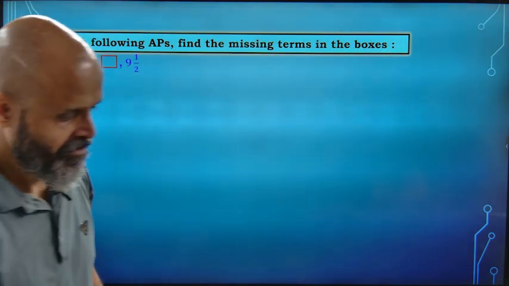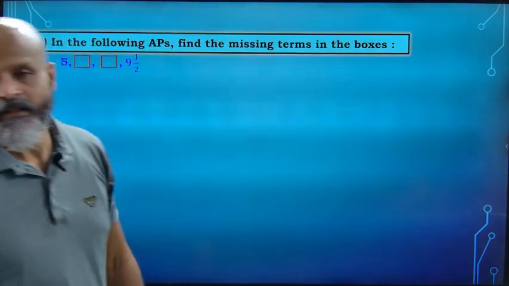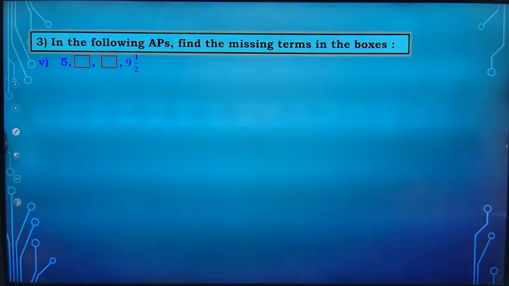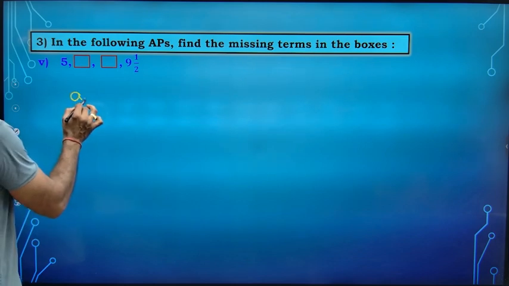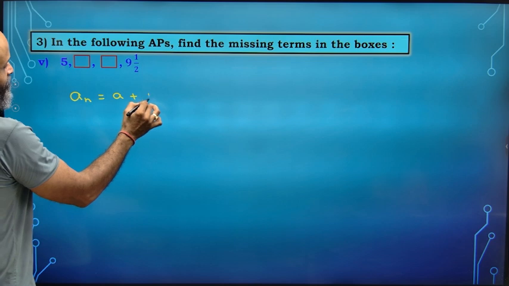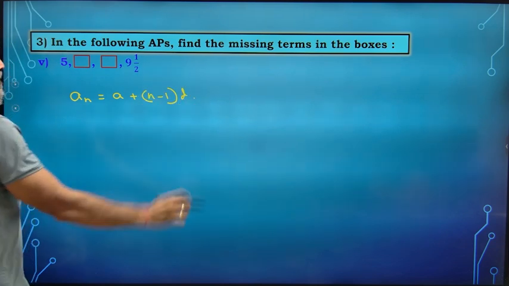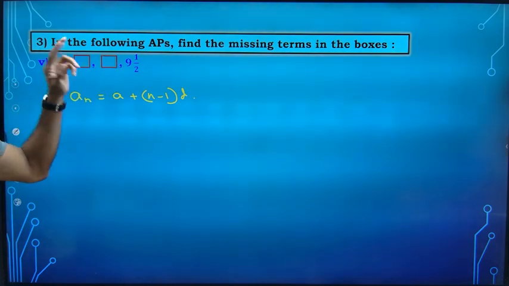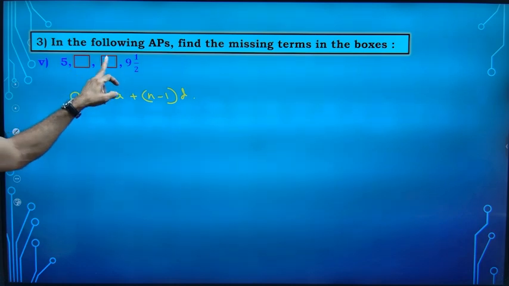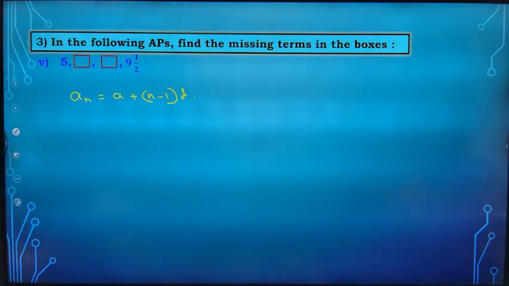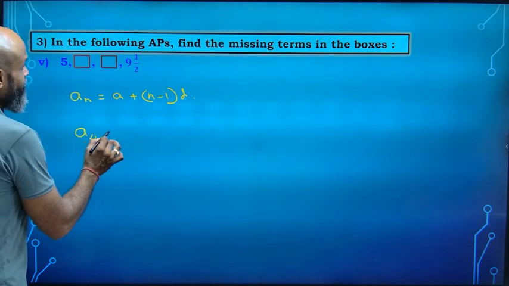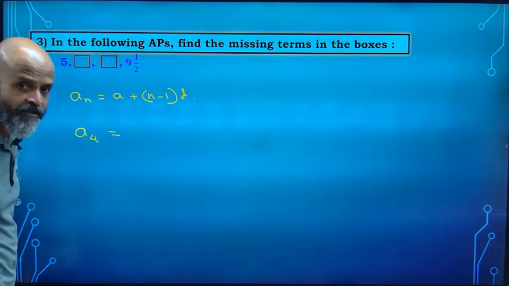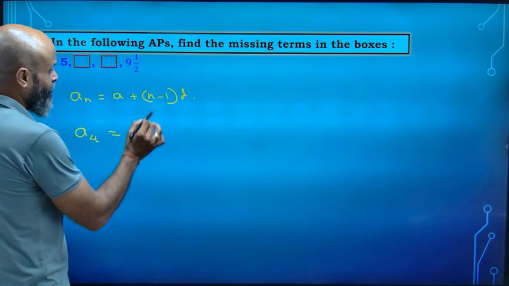Yuvraj, tell me, what do we write? Okay, what is the formula? Into D. Okay, so An is how much? Here An is what term? 1, 2, 3, 4. So it is the fourth term. Okay, so A4 is equal to how much? A is how much? 5. 5 plus what do we write here?